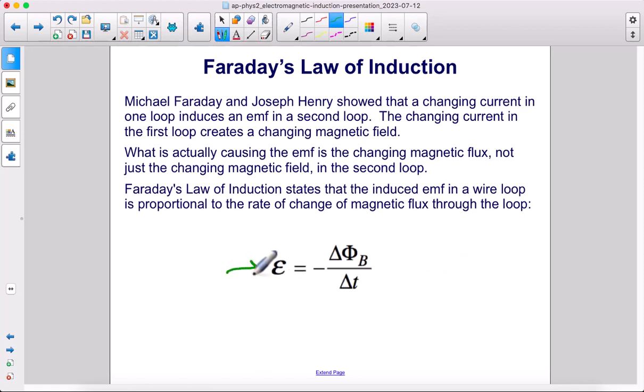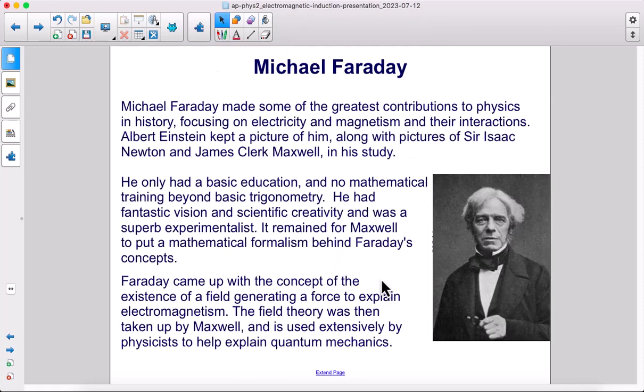This equation for induced EMF is on the AP2 equation sheet. Michael Faraday made some of the greatest contributions to physics in history, focusing on electricity and magnetism and their interactions. Albert Einstein kept a picture of him, along with pictures of Sir Isaac Newton and James Clerk Maxwell, in his study. Michael Faraday only had a basic education and no mathematical training beyond basic trigonometry. He had fantastic vision and scientific creativity and was a superb experimentalist.